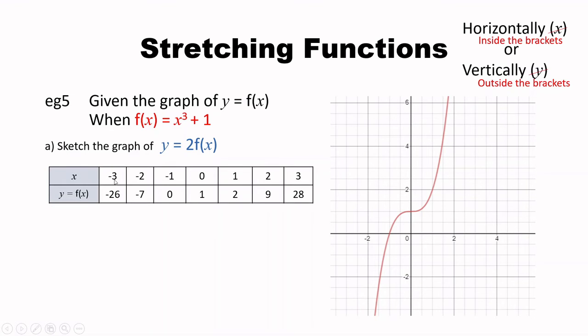If x is equal to negative 3, negative 3 cubed is negative 27, plus 1 gives me negative 26. So I've completed my table of values, simply cubing the x value and adding 1 to it. Now, if I want to graph y equals 2f of x, I'd simply be graphing the y coordinates, which are 2 times the previous y coordinates.